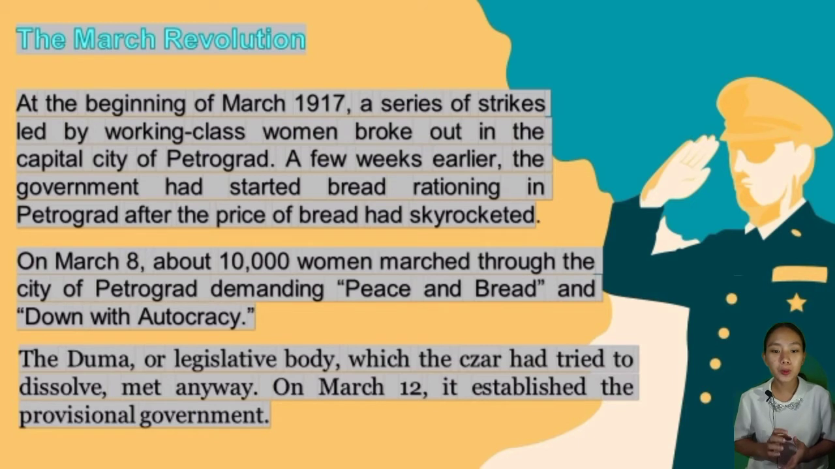Nicholas ordered troops to break up the crowds by shooting them if necessary. Soon, however, large numbers of the soldiers joined the demonstration and refused to fight the crowds. The Duma, or legislative body, which the Tsar had tried to dissolve, met anyway. On March 12, it established the provisional government, which mainly consisted of middle-class Duma representatives. This government urged the Tsar to step down because he no longer had the support of the army or even the aristocrats. Nicholas II did step down on March 15, ending the 300-year-old Romanov dynasty.